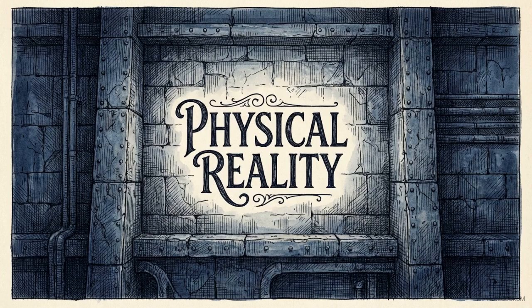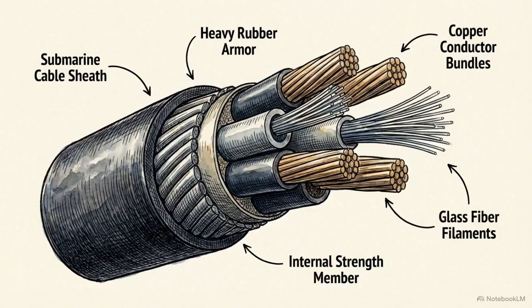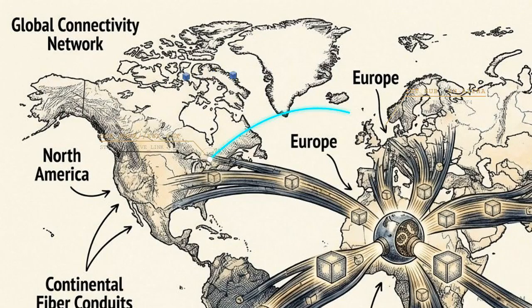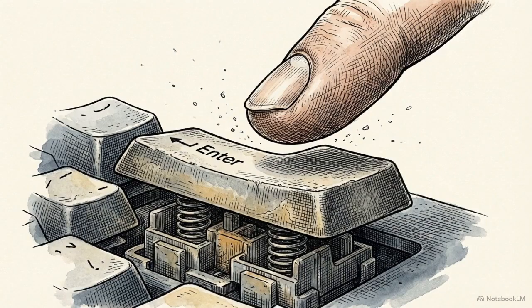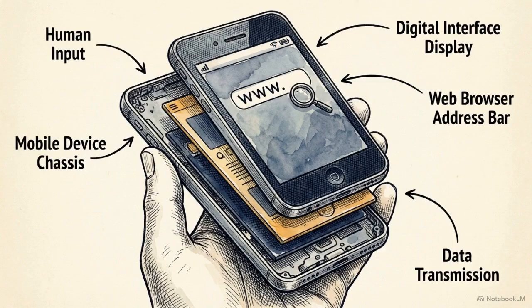The internet is heavy. It is a massive, completely physical machine built from copper, glass, and steel. That single tap on your screen forces thousands of mechanical components across the globe to execute millions of operations. To understand how this global structure actually functions, we have to freeze time and track the exact physical journey of a single click.